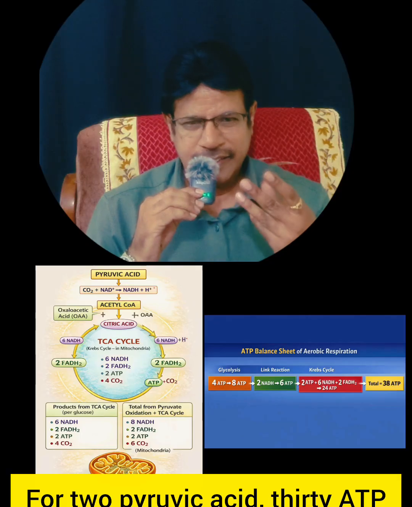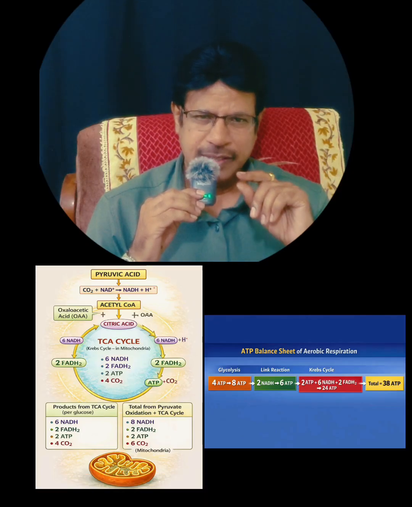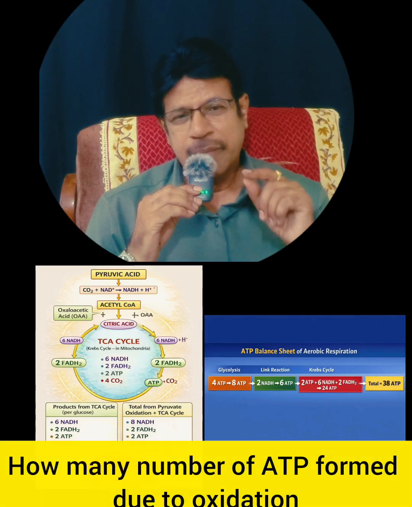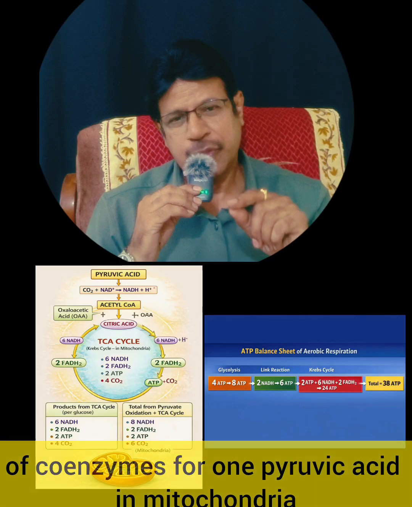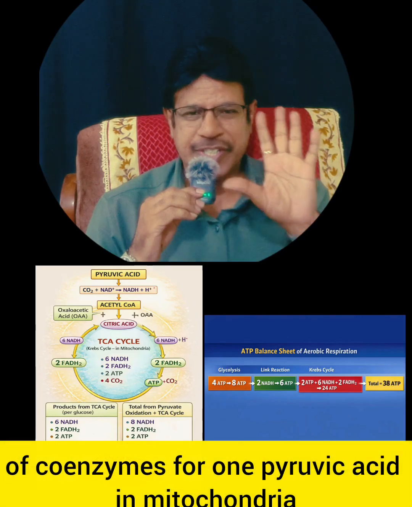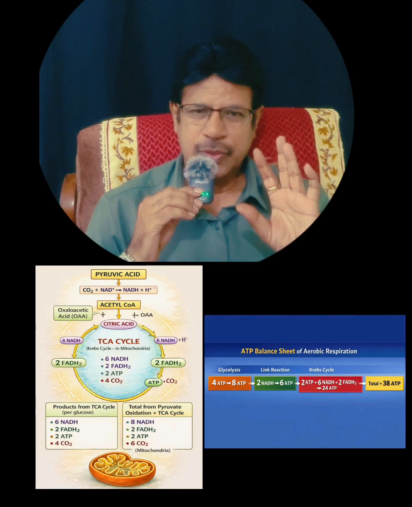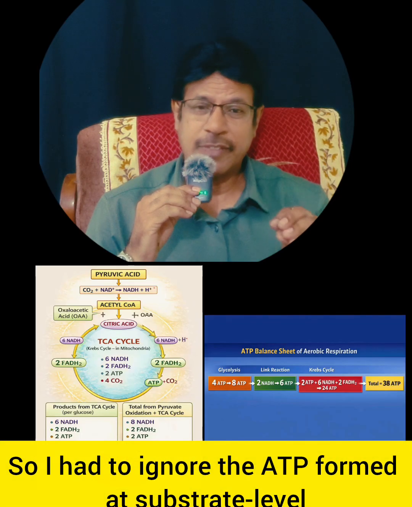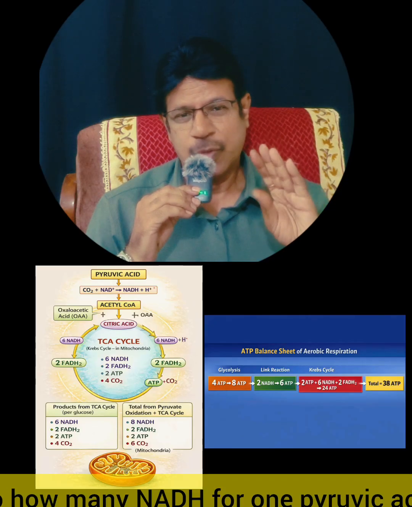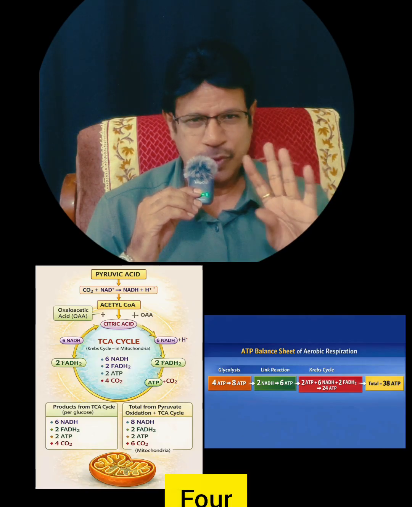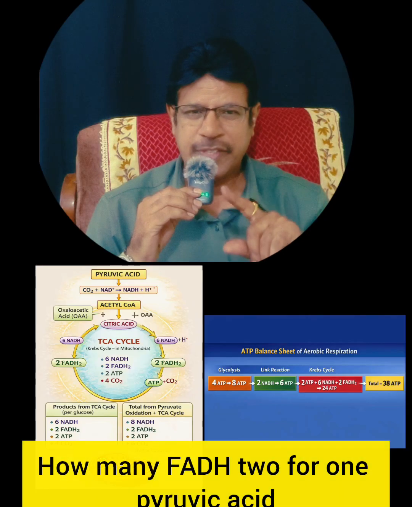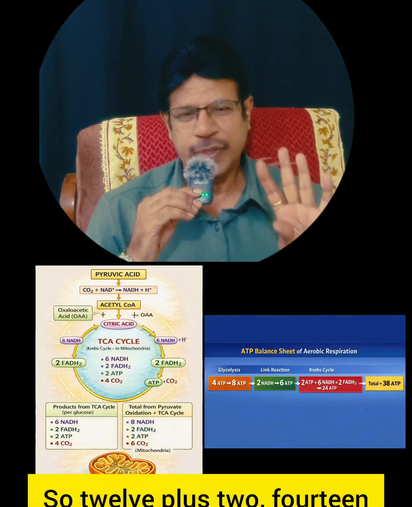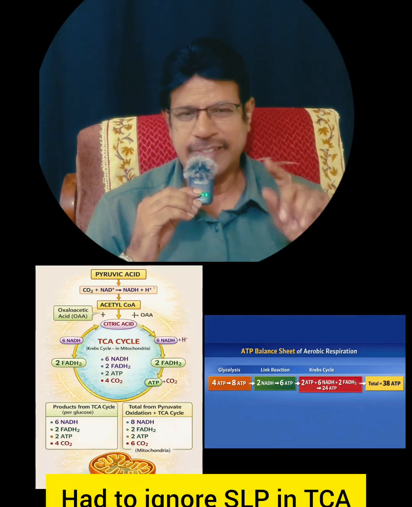For 2 pyruvic acid, 30 ATP. Next, the same question changed into some other form. How many ATP are formed due to oxidation of coenzymes for one pyruvic acid in mitochondria? So only coenzymes. I have to ignore the ATP formed at substrate level phosphorylation in TCA. How many NADH for one pyruvic acid? 4. 4 into 3, 12. How many FADH2 for one pyruvic acid? 1, so 2. So 12 plus 2, 14. We have to ignore SLP in TCA.